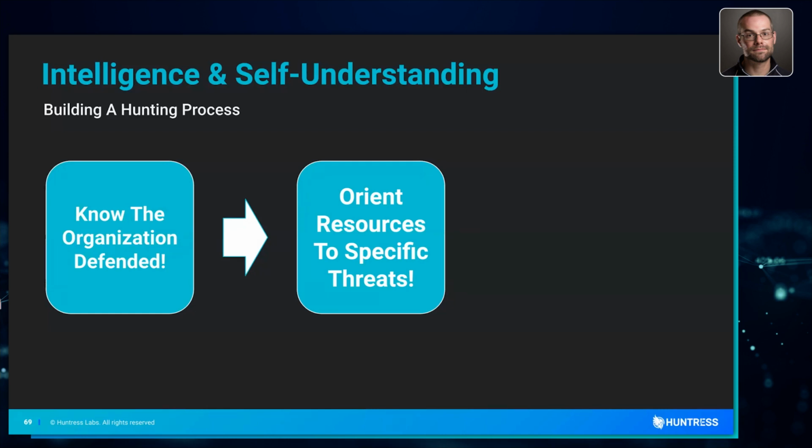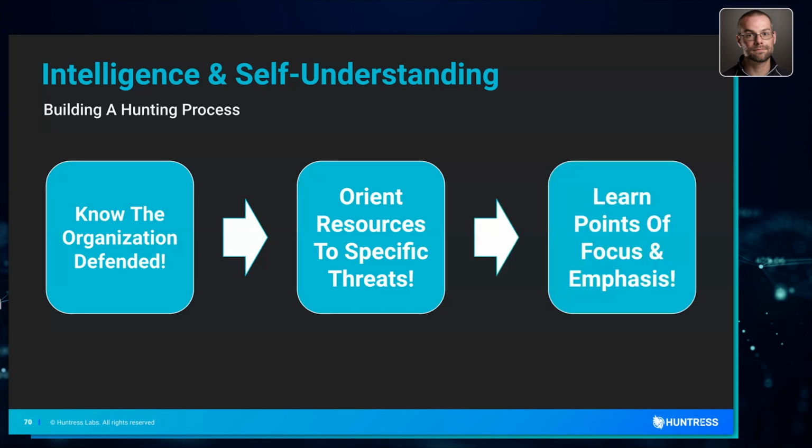So instead, we need to orient ourselves and our operations to the threats that pose the most significant risk to our organization and what we're trying to defend. Through this process, we can learn points of focus and emphasis, such as identifying critical network pathways, critical functions within the organization that need to be preserved to the best that we can in order to ensure the continued operation and sustainment of the organization we're trying to support.